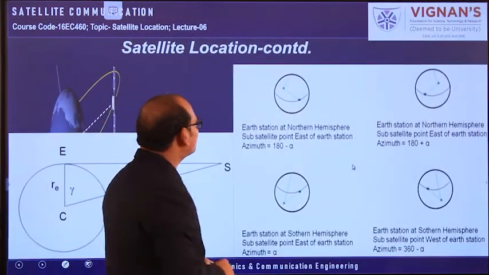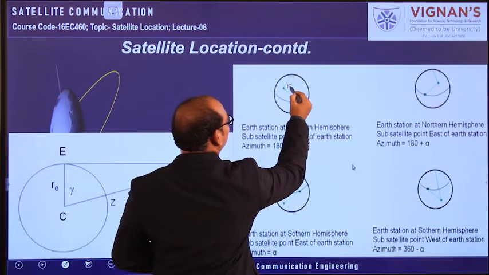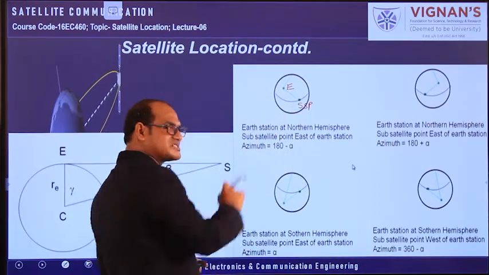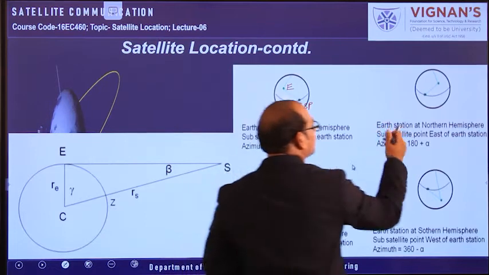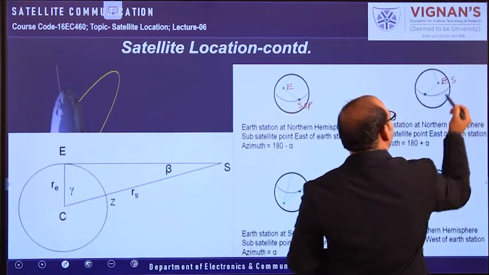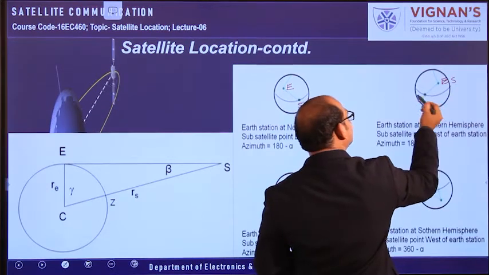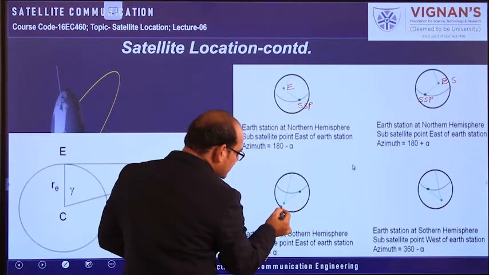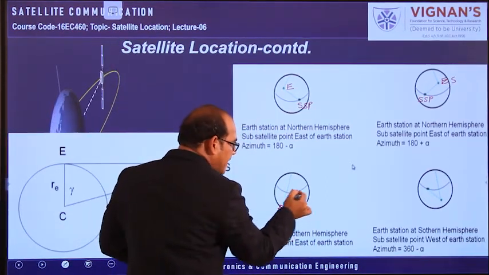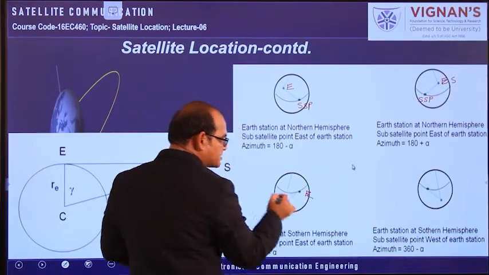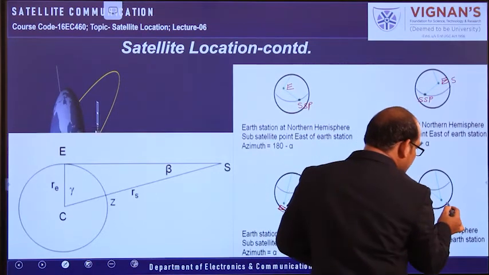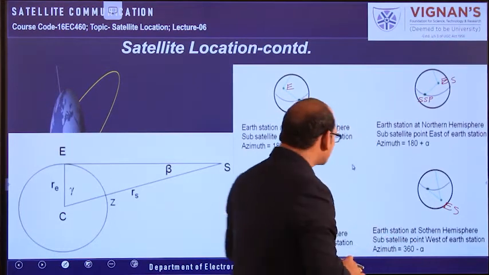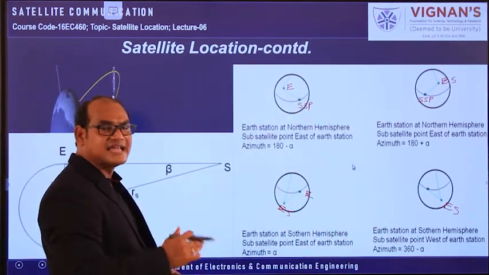So here 4 cases are there, you can observe. This is the earth station available in the northern hemisphere. This is the subsatellite point. It is available on the east side of the earth station. This is the first case we have already discussed. Next to this one, the earth station is available in the northern hemisphere and the subsatellite point is available on the west side of the earth station. And here the earth station is available in the southern hemisphere. This is the earth station and the subsatellite point is available on the east side of the earth station. And here the earth station is available in the southern hemisphere and the subsatellite point is available on the west side of the earth station. So like this we can calculate the alpha and then the azimuthal angle.